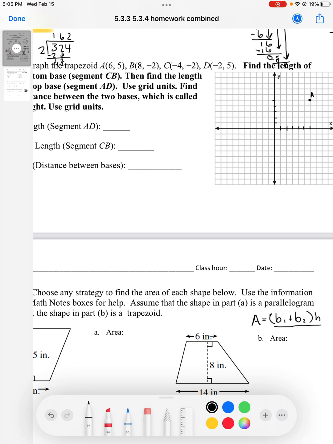Point B is 8, -2. So this is 6, 7, 8. 1, 2. So this is B. C is -4, -2. D is -2, and then I go up 5. So I'm going to connect all my lines so I can see the trapezoid that I made.